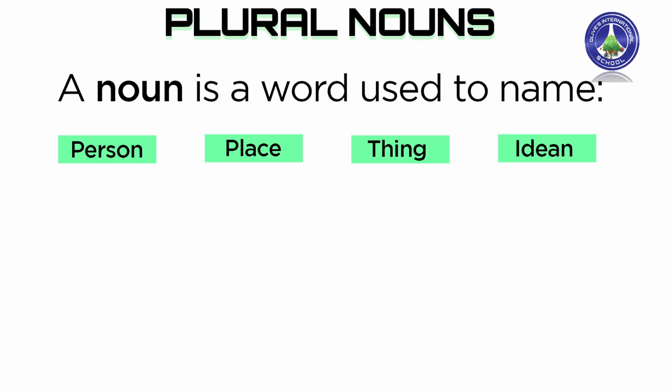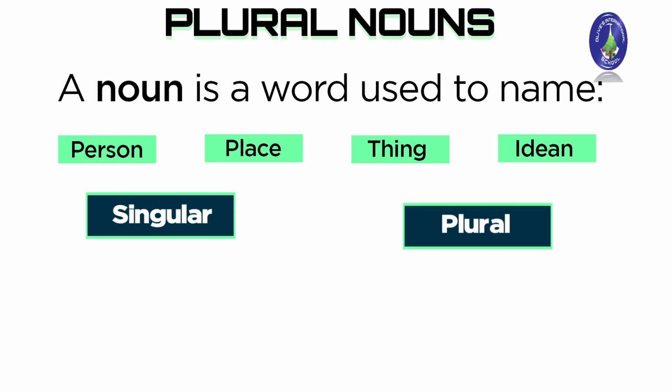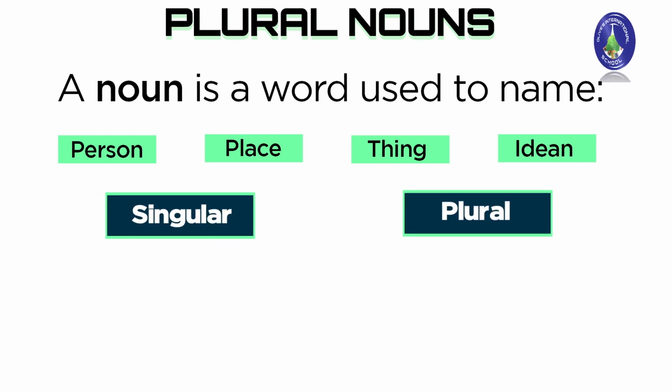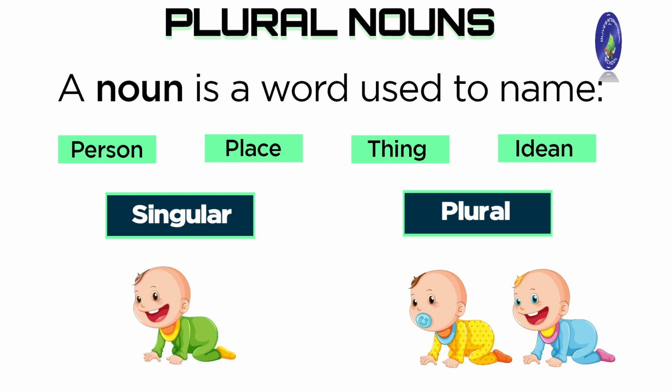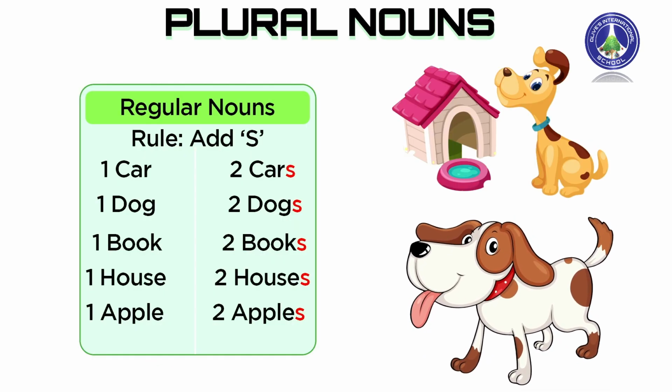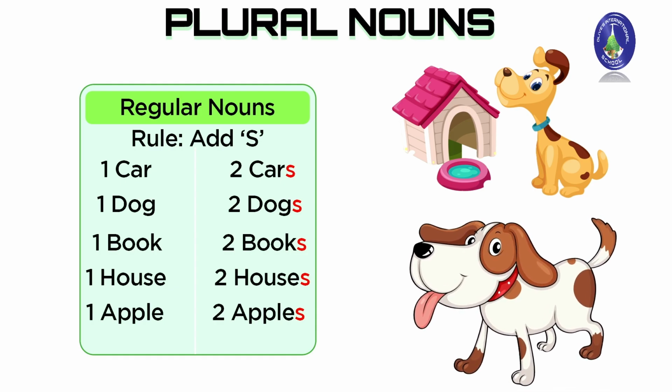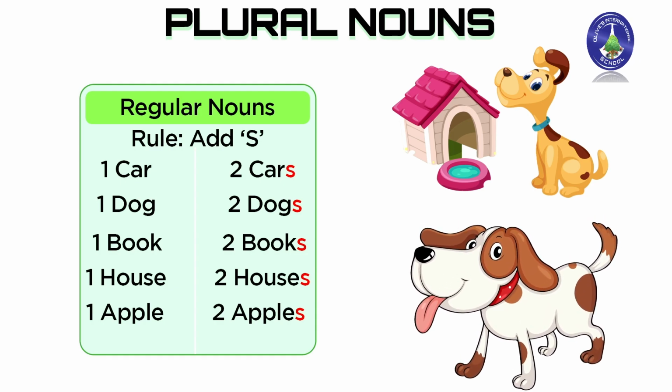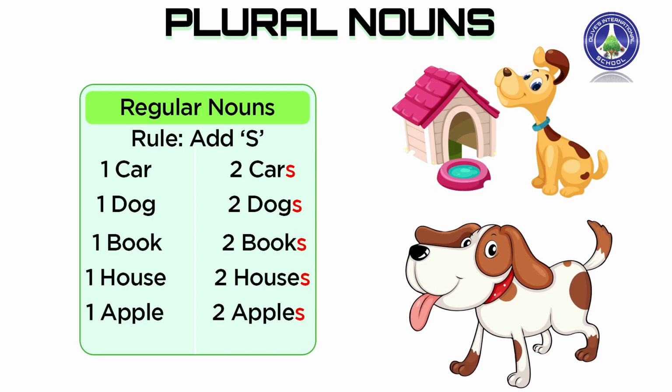A noun is a word used to name a person, a place, a thing, or an idea. Nouns can sometimes be singular or plural. Singular means one, plural means more than one, so 2, 3, 4, or more. In general, we form a plural noun by adding the letter s to the end of the noun.